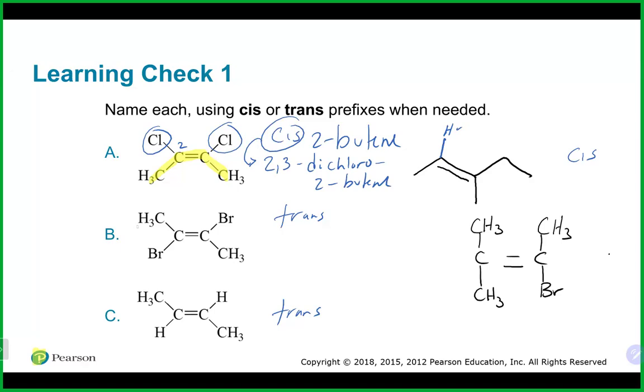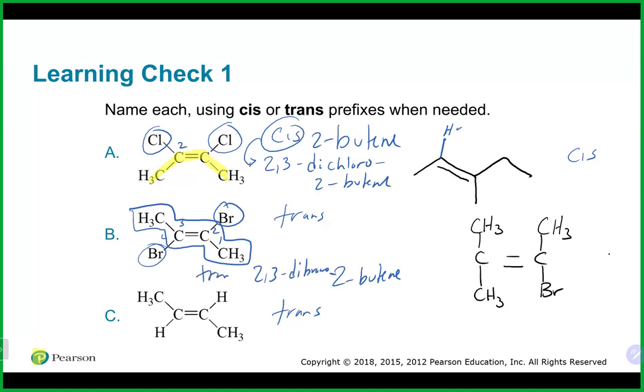The longest carbon chain on this one is also 4. That's going to give us 2-butene again on all of these probably. In this case, we have some bromines, so that's a dibromo, and I would say a 2 and a 3 will do us on that. So that's going to be 2,3-dibromo-2-butene. And obviously we would put a trans in front of it as well.